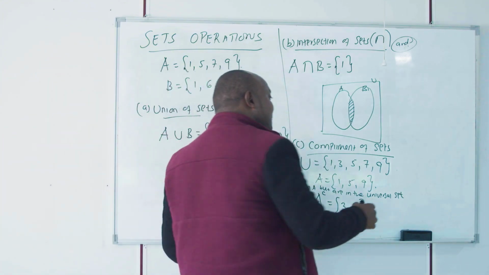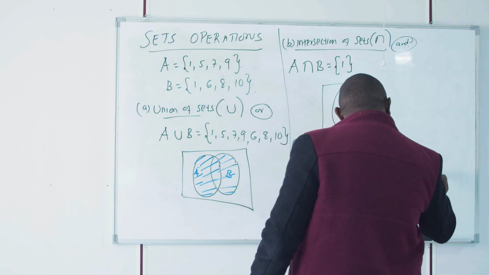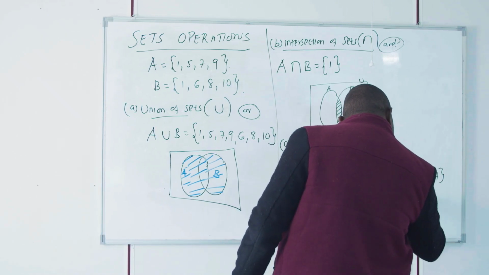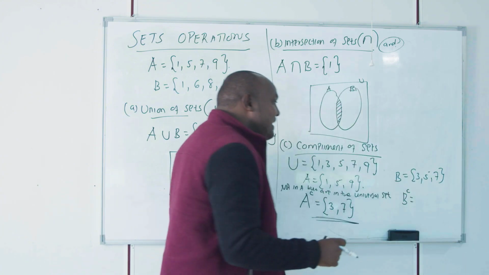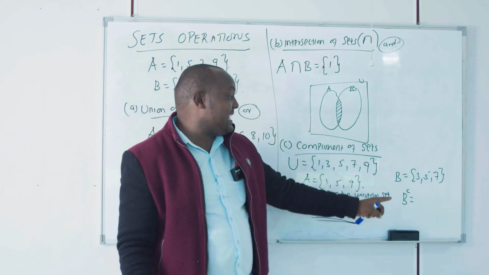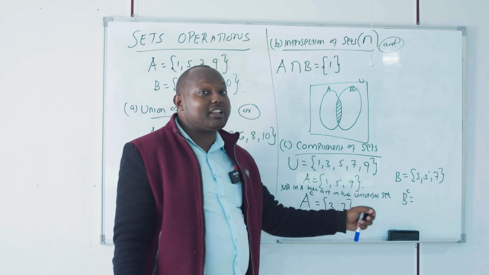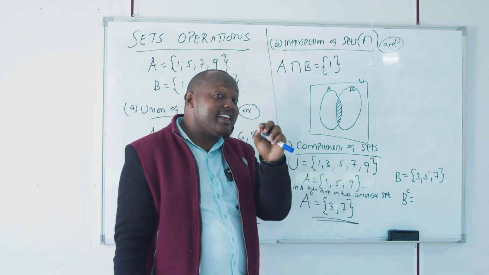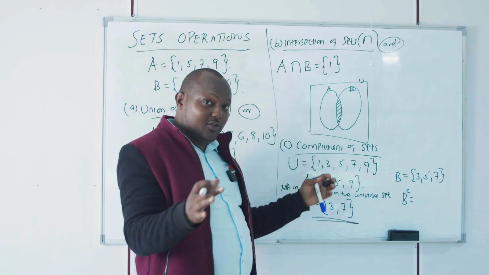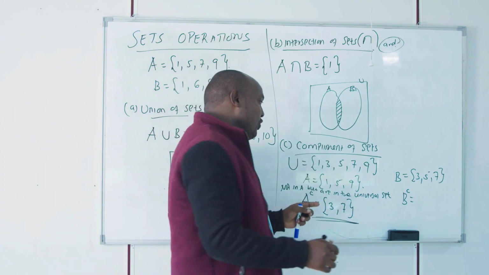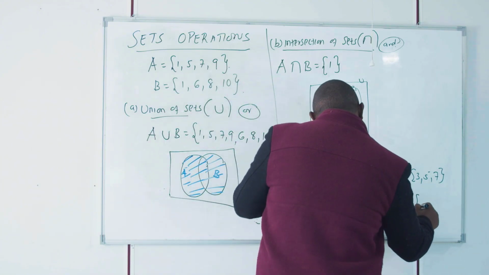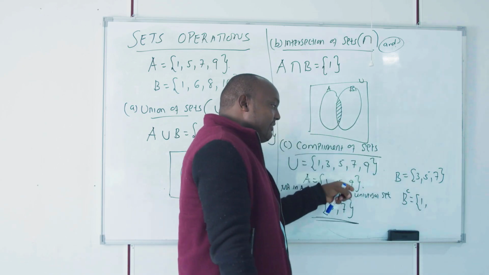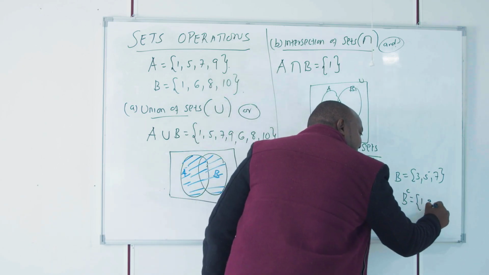Again, you might be having B. B has 3, 5, and 7. So what is my B complement? B complement, there are those elements that are not in B, but you find them in our universal set. They are not in B, but you find them in our universal general set under consideration. So again, what is B complement? We have 1, but 3 is appearing, 5 is appearing, 7 is appearing, so the other one is 9.